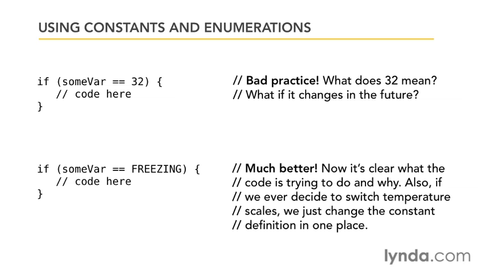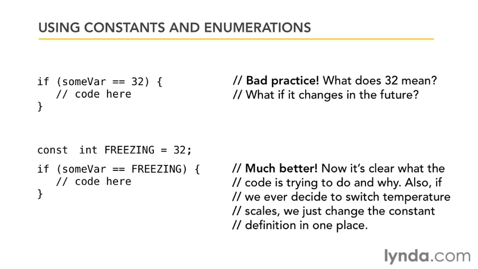That's much better. It's clear what the code is trying to do. It's testing for some freezing value of some liquid. And if we ever decide to switch it, we just change the constant definition in one place. And the way you define that constant freezing is by using the const structure. So here I'm saying const, and then the int, and then the name of the constant that I want to use is equal to some number.